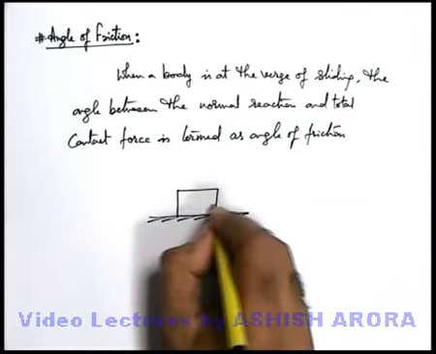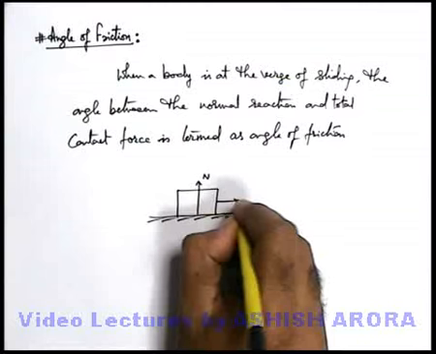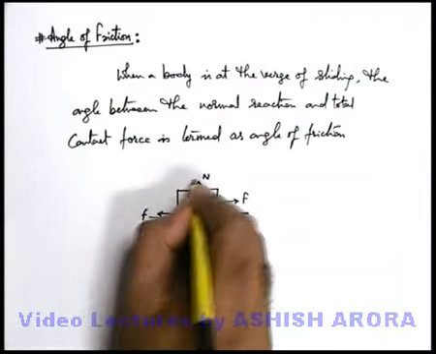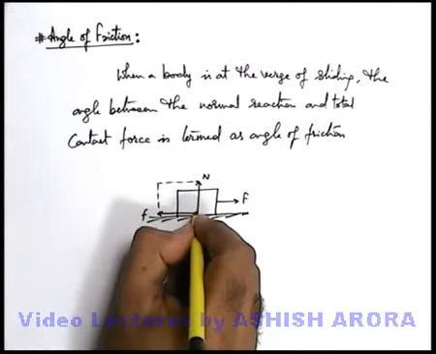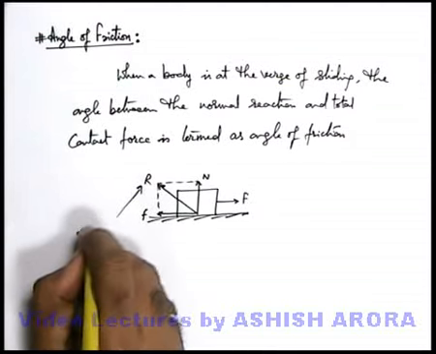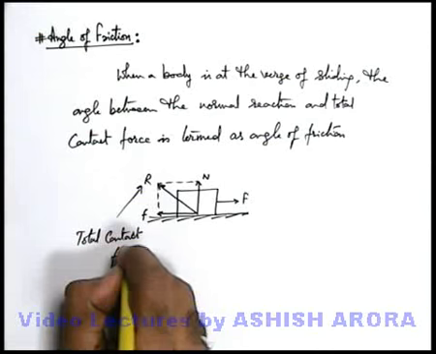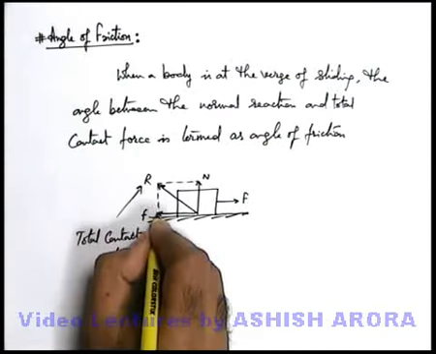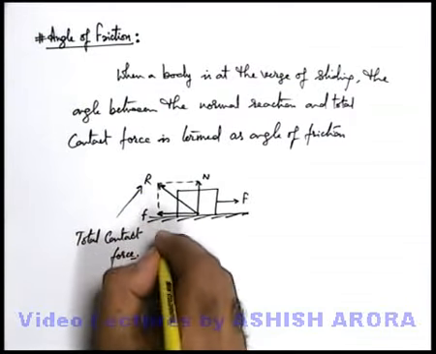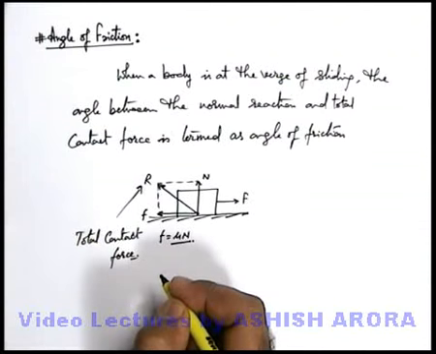So if there is a body which is experiencing a normal reaction in upward direction, if we exert an external force onto it, the ground will also exert friction on it. The resultant of this normal reaction and friction is R, which we term as total contact force. Now, as you increase the external force, the friction will increase and the body will be at the verge of sliding when friction approaches the value of mu n.